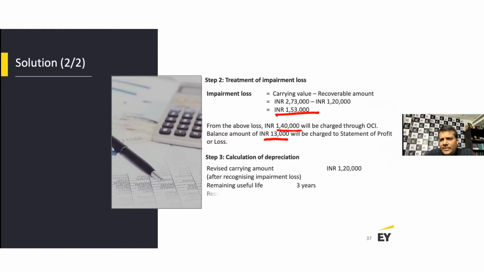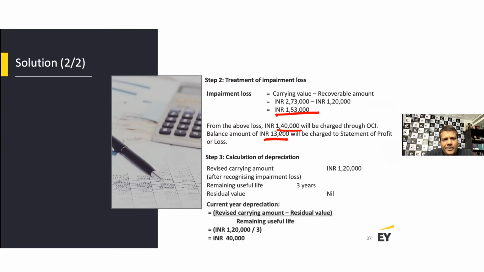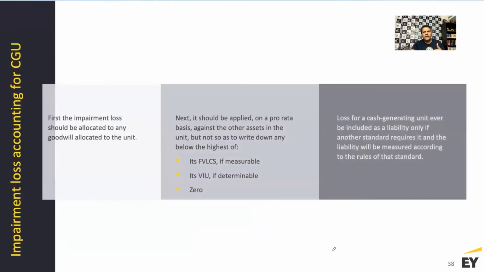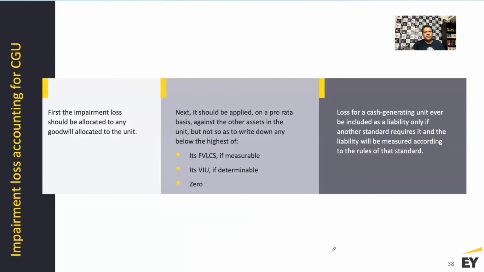The remaining useful life is 3 years. As you know, residual value is 0. So my depreciation will be 40,000. All right, that's how I'm going to look at this solution. Fairly simple. Okay, awesome. So let's look at the impairment loss accounting for a CGU.